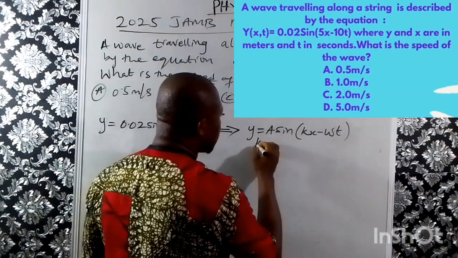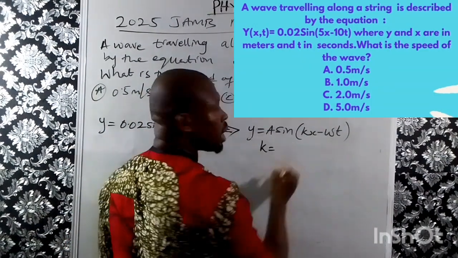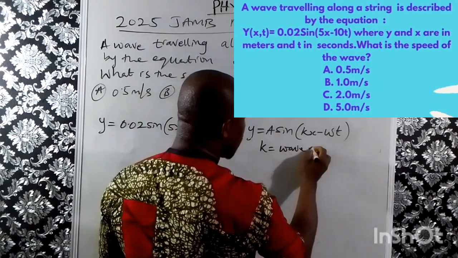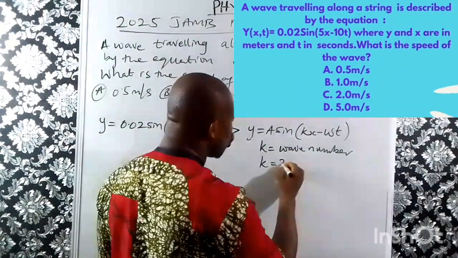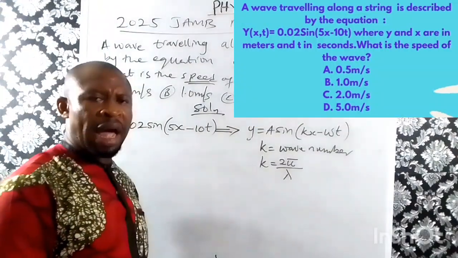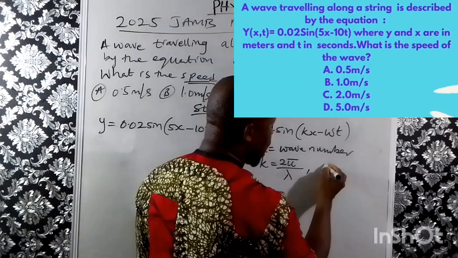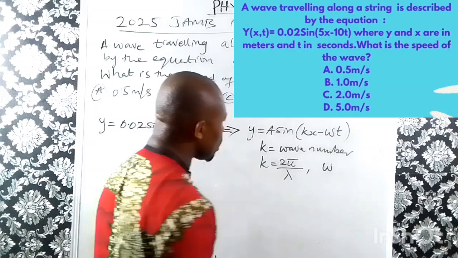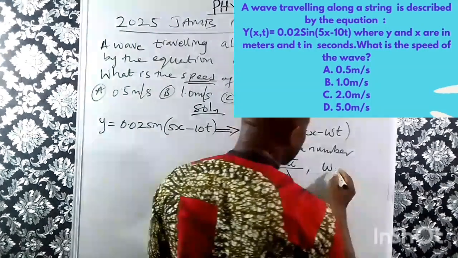Now, we have that k is the wave number. The wave number k is equal to 2 pi all over the wavelength. Okay. Now, omega is the angular frequency, or the angular speed, please.